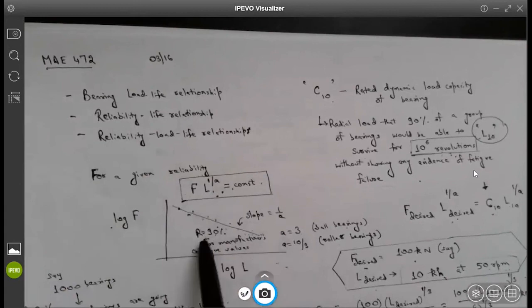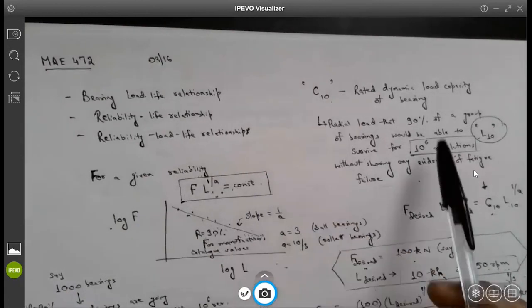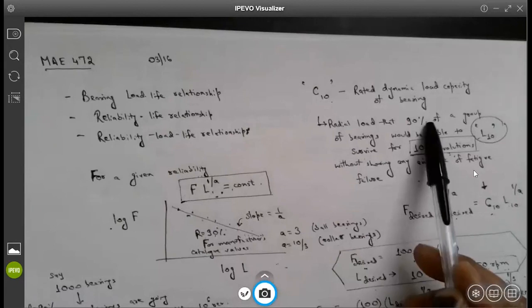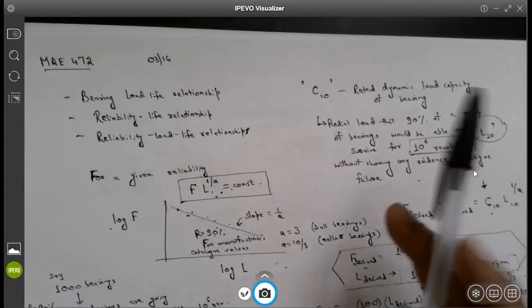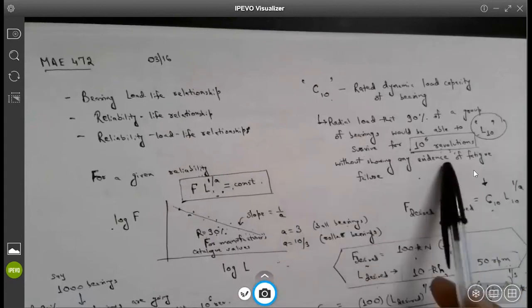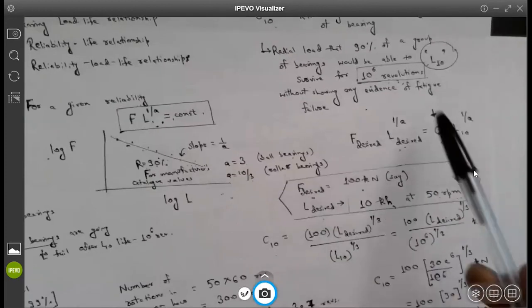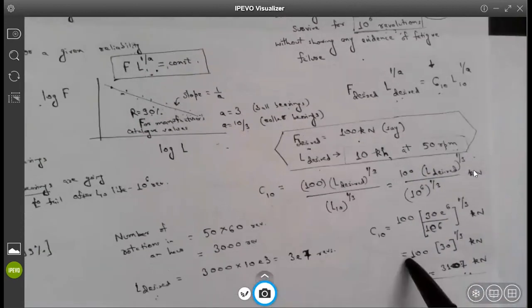Generally, the manufacturer values are given for a 90% reliability rating. So the values that are reported are C10 for a given L10 life, which is 1 million revolutions, at 90% reliability. This is what the manufacturer's catalog contains. If we have a desired load and life, we can combine them to find what our desired C10 would be. That is what we saw.